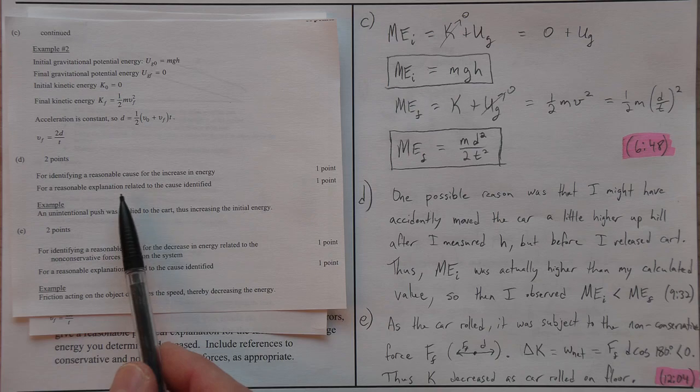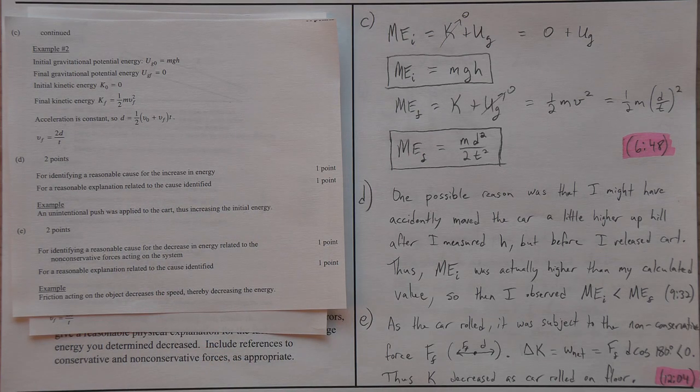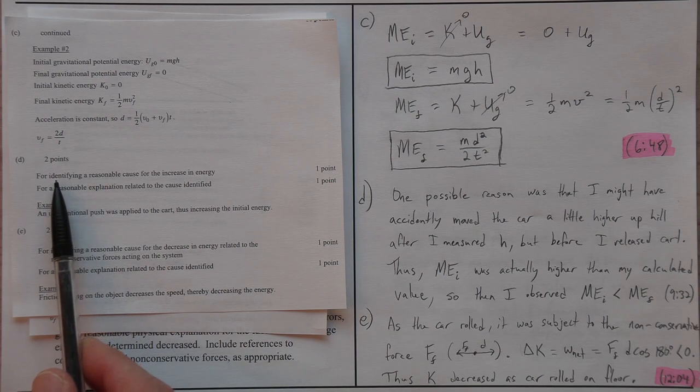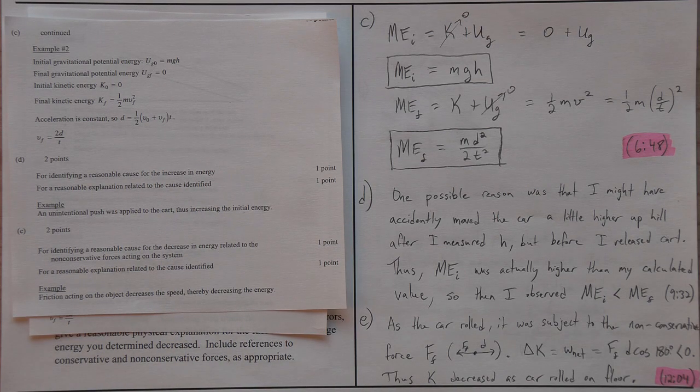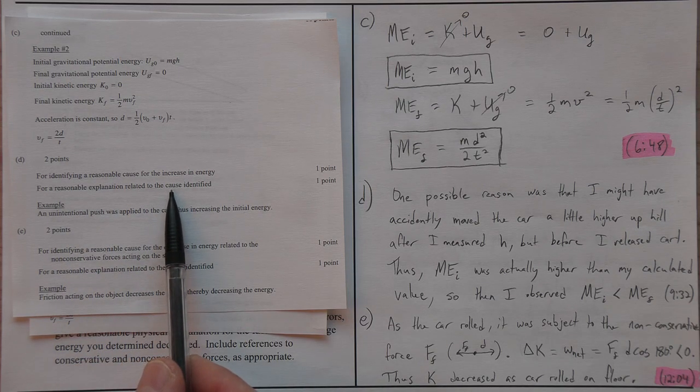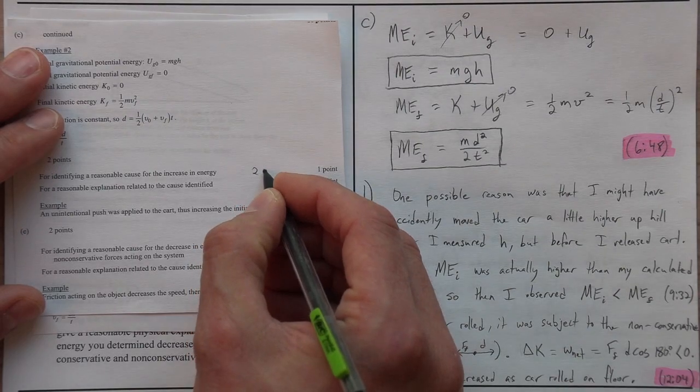And then for a reasonable explanation related to the cause identified. So you can't just say, I put the car too high, right? That would just be identifying a reasonable cause. Well, what would putting the car too high do? You can't say, car too high, done. No, you have to say more. So that's where I said, thus the initial mechanical energy was higher than my calculated value. So that's now going on to further explain more clearly how this led to the cause. So I say I get 2 of these points, 2 out of 2.